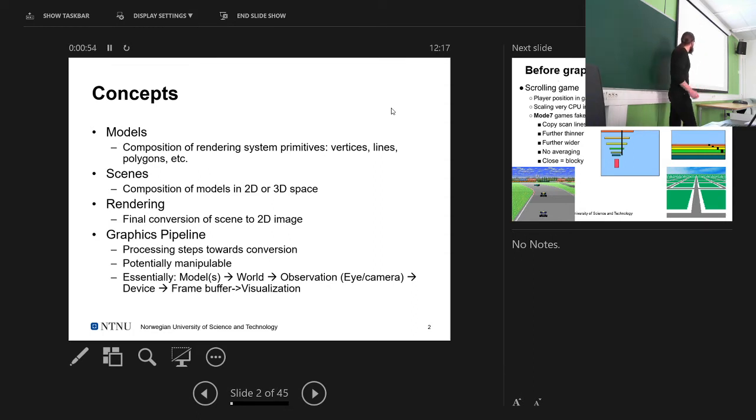Then you have the rendering process, which is basically the conversion from this 3D, 2D continuous world onto the rasterized discrete grid, which represents your screen. And behind all this is basically the graphics pipeline running. So all the processing steps towards this conversion are there. It says potentially manipulable. Not all these pipelines are manipulable, but in the one we will look into, the OpenGL pipeline, you have the possibility to manipulate parts of it, and that's sort of what this course is a bit about. Okay.